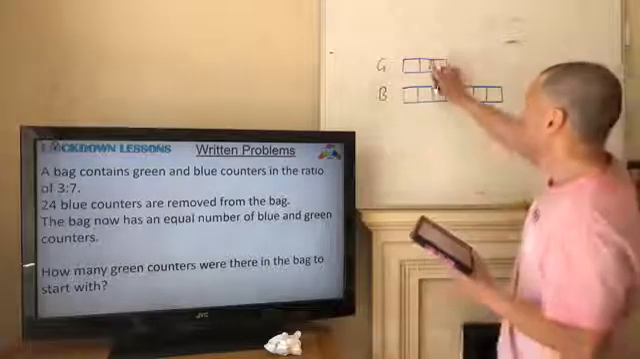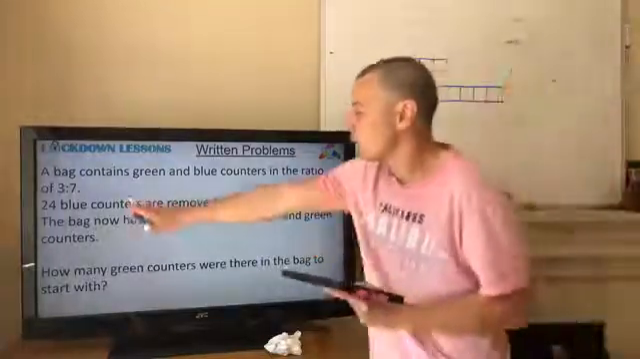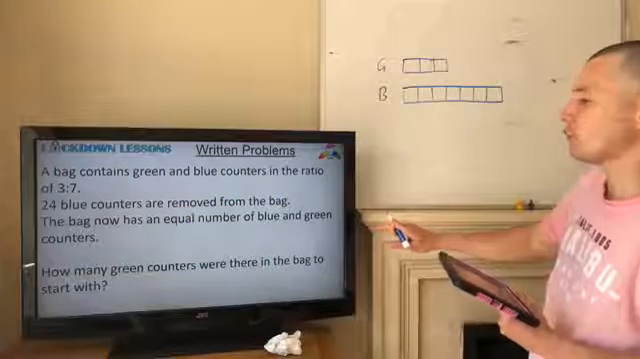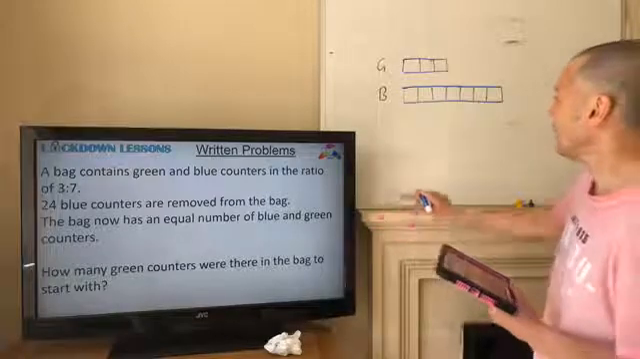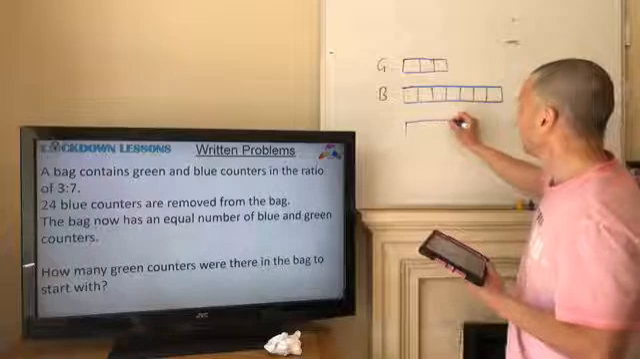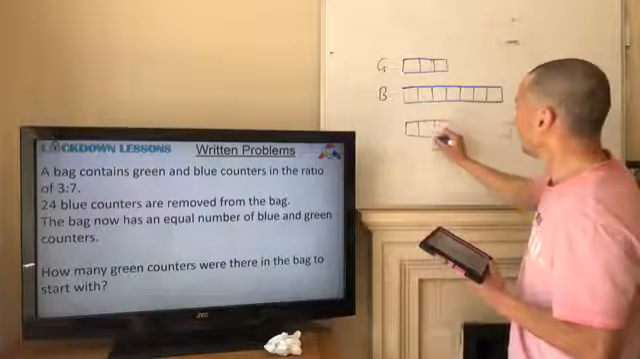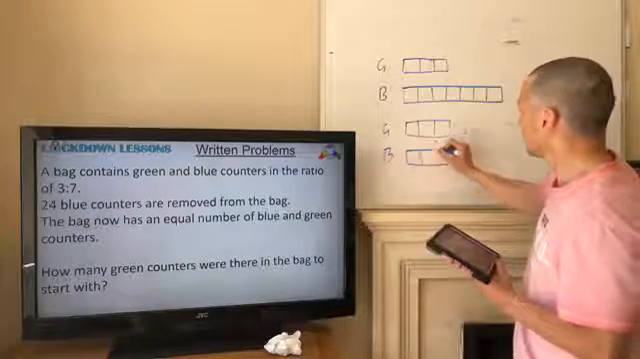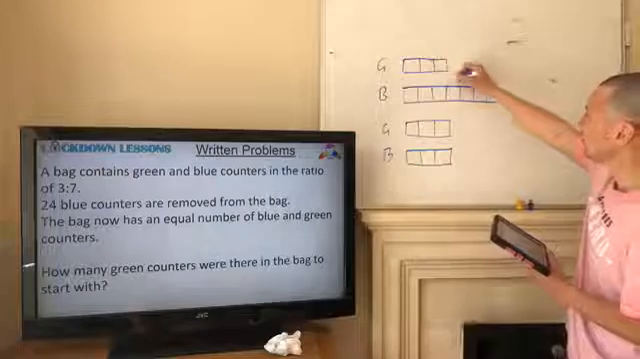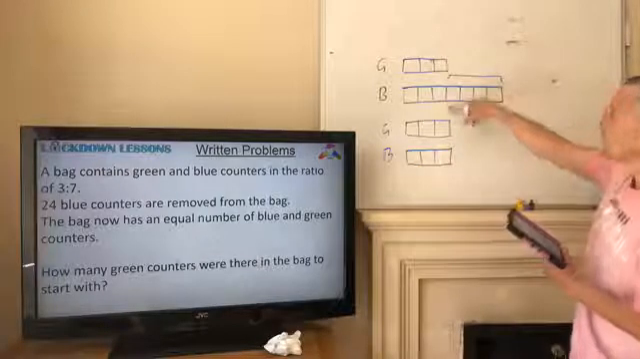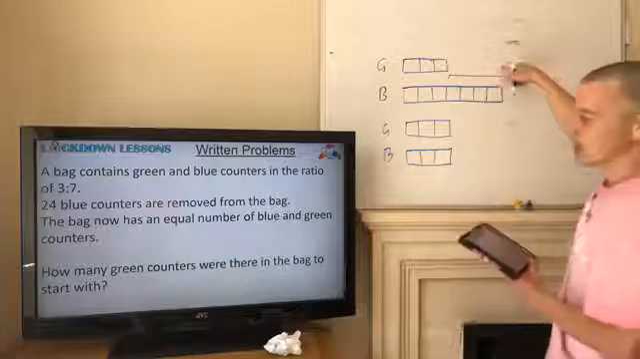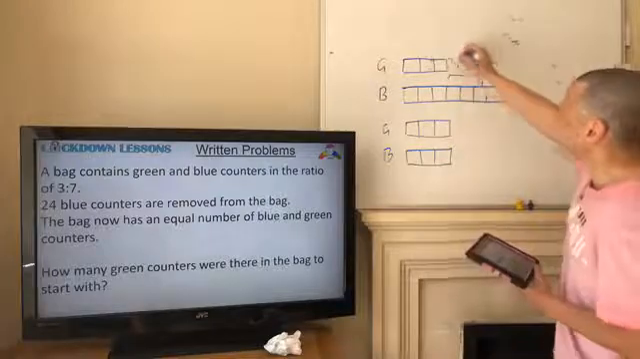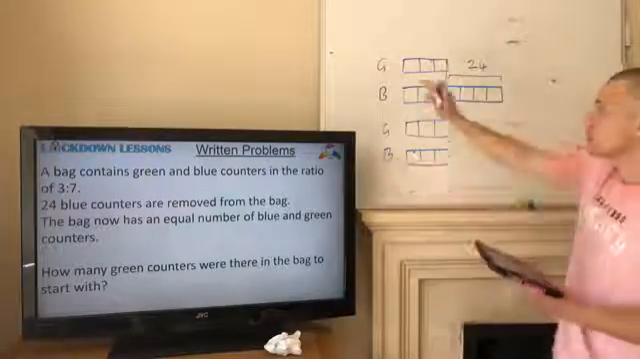Okay, a few different answers coming in. So let's have a look at it. There's your ratio to start with. 24 blue counters are removed from the bag. The bag now has an equal number of blue and green counters. Okay, so we've had an equal number. The ratio is going to be equal, so it'll go to this. So once those counters have been removed, they've got the same amount. So this is how many were taken out, which is 24. So 24 counters removed from the bag because that will make it equal. So the same green, the same blue.